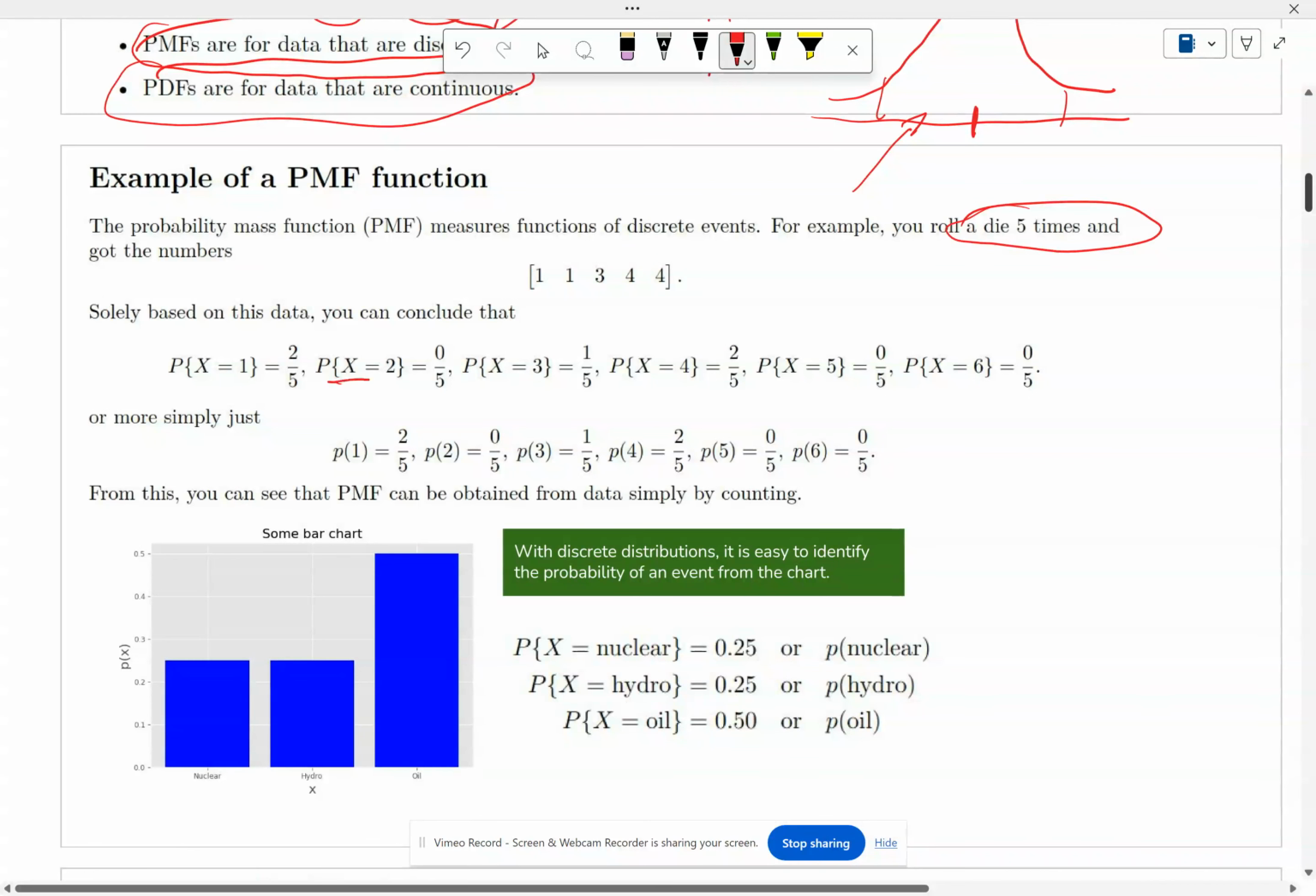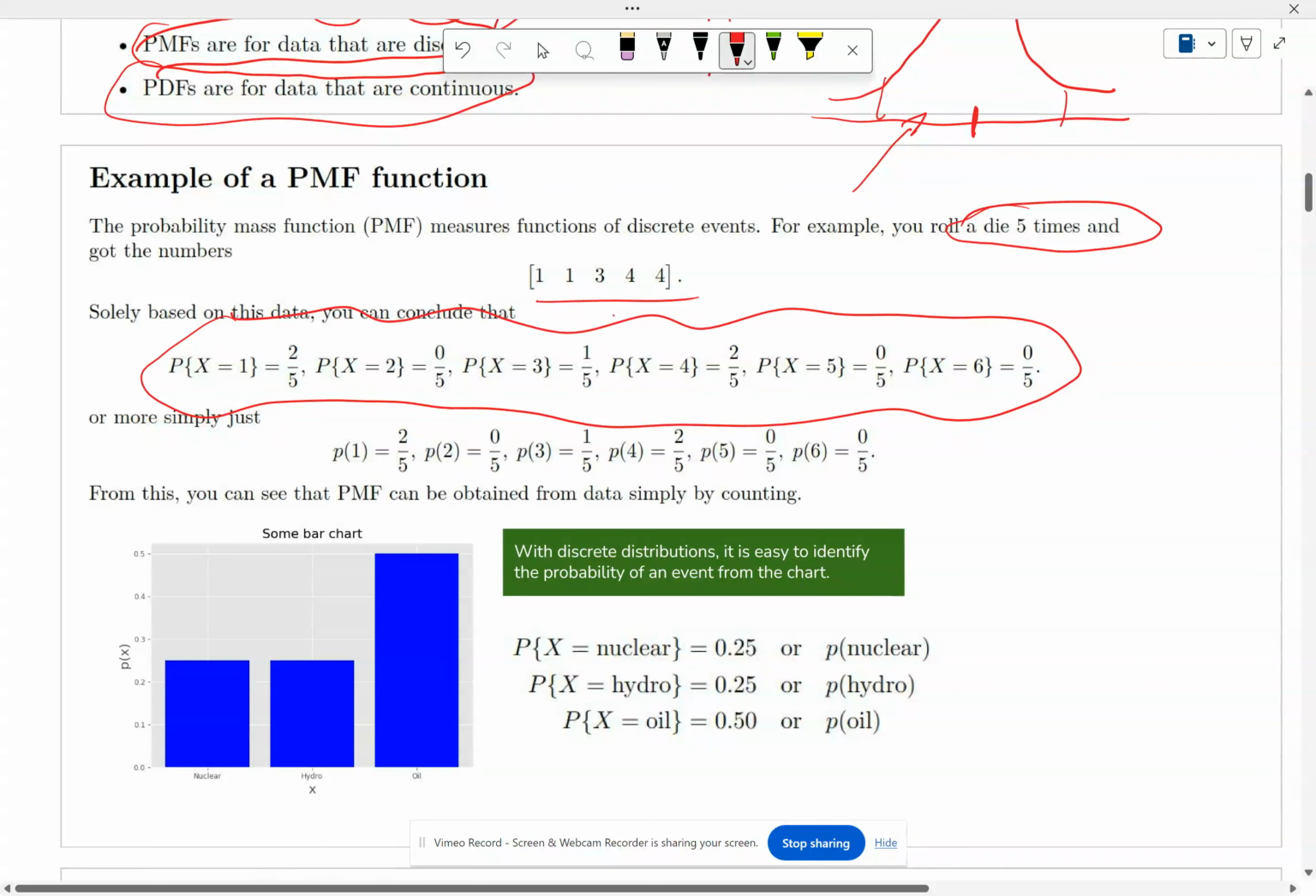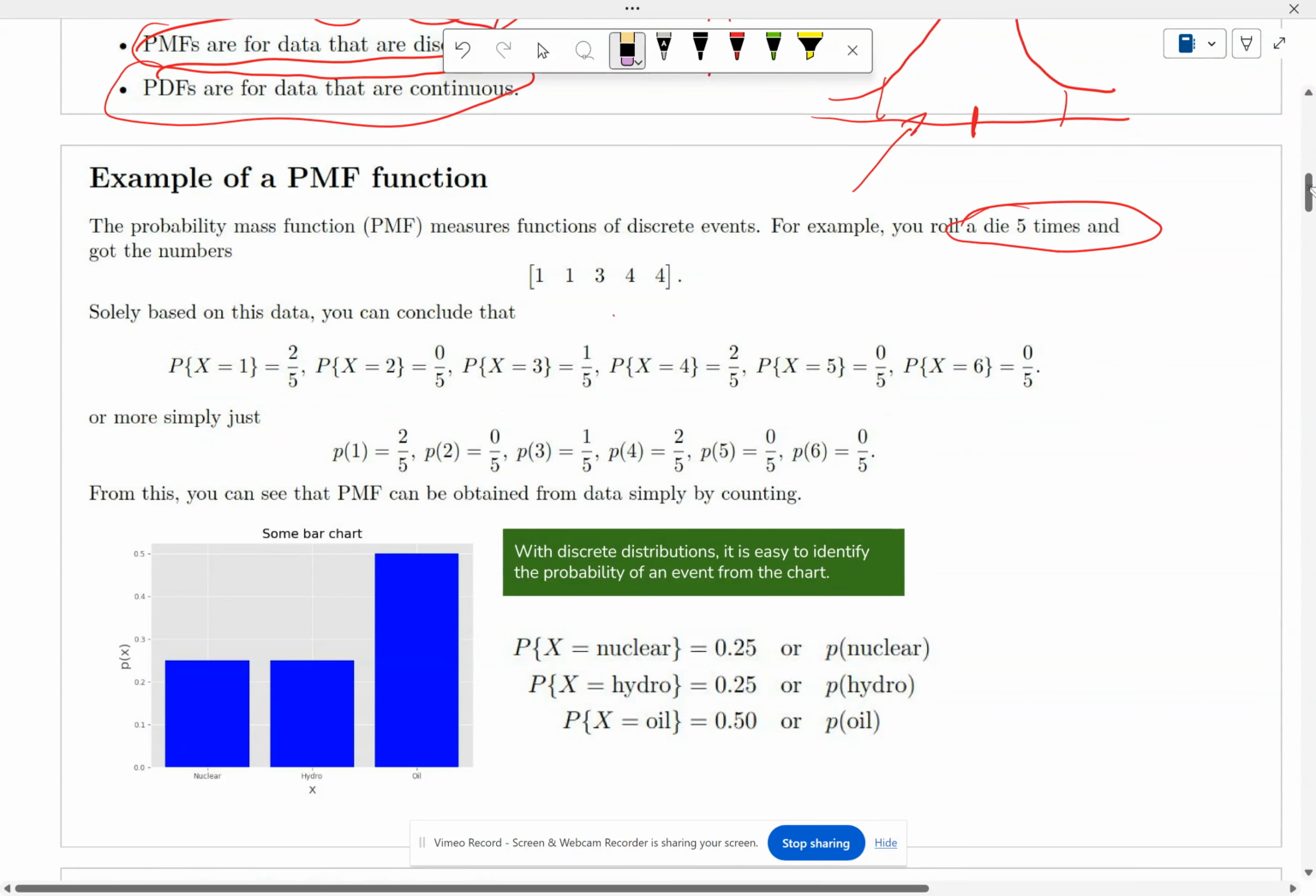And then the probability that you'll get a 2 is 0, based on the data. The probability you get a 3 is 1 out of 5. The probability you get a 4 is twice, 2 out of 5. 5 and 6 both got 0. I mean, if it's a fair die, it's supposed to be 1/6 for each, but we only rolled it 5 times. So, based on the data, you can just come up with your own probability mass function.